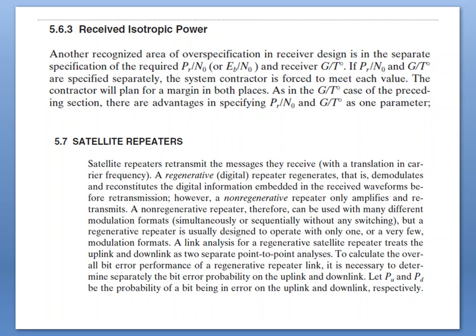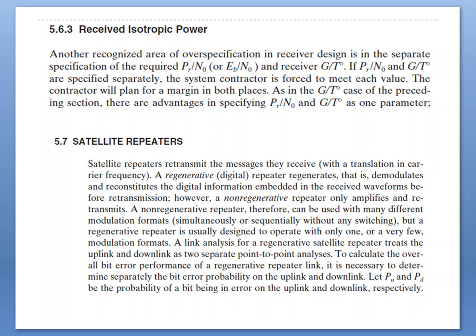However, a non-regenerative repeater only amplifies and retransmits. A non-regenerative repeater therefore can be used with many different modulation forms simultaneously or sequentially without any switching. But a regenerative repeater is usually designed to operate with only one or very few modulation forms.